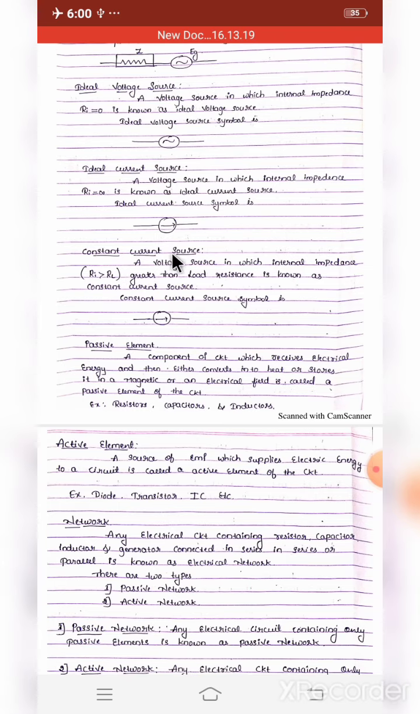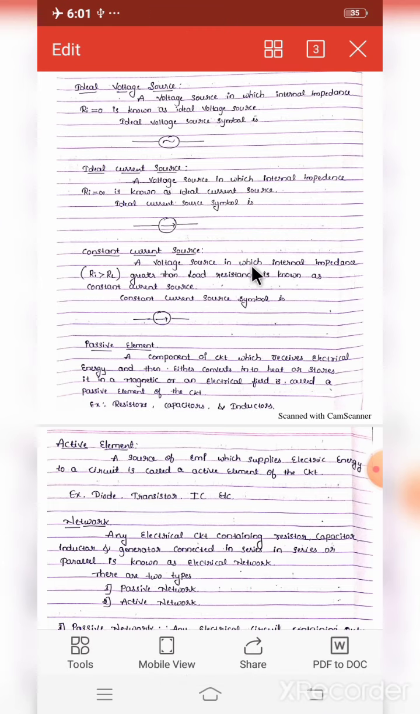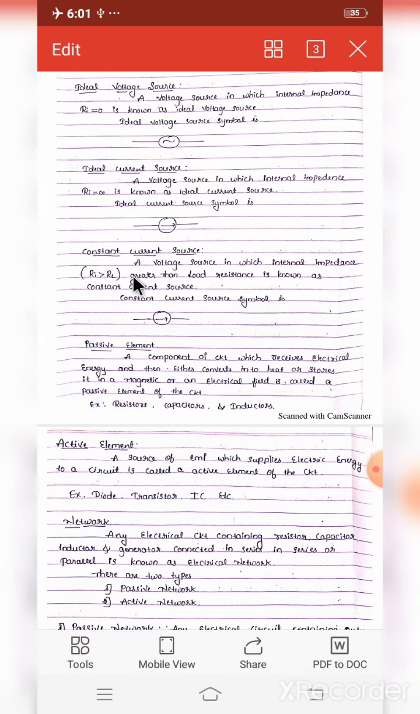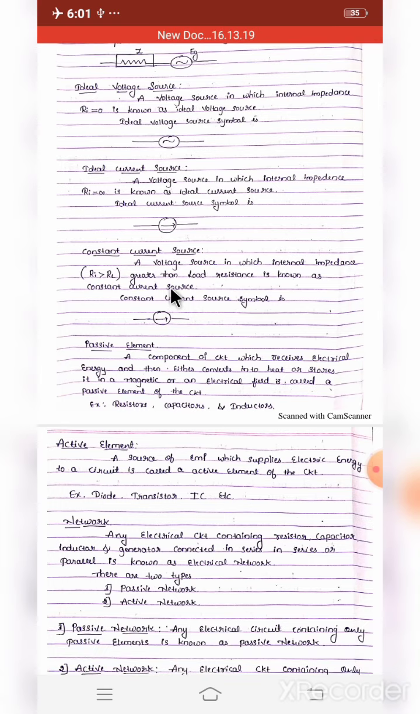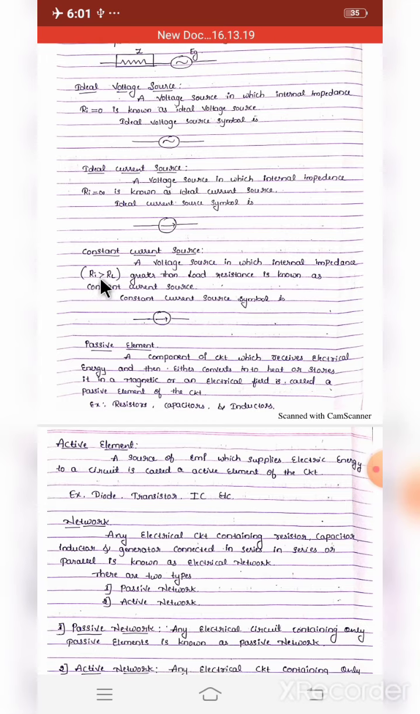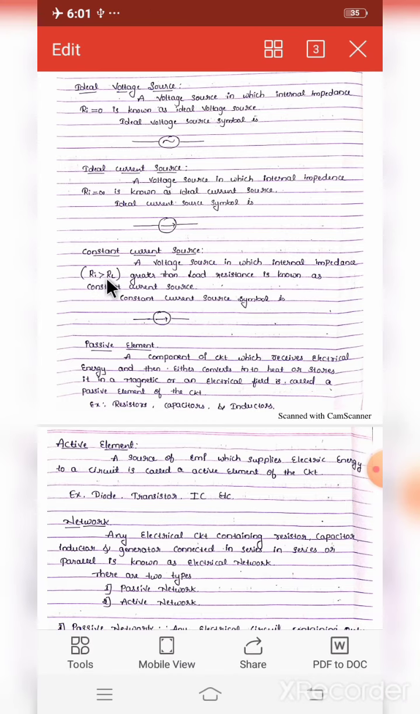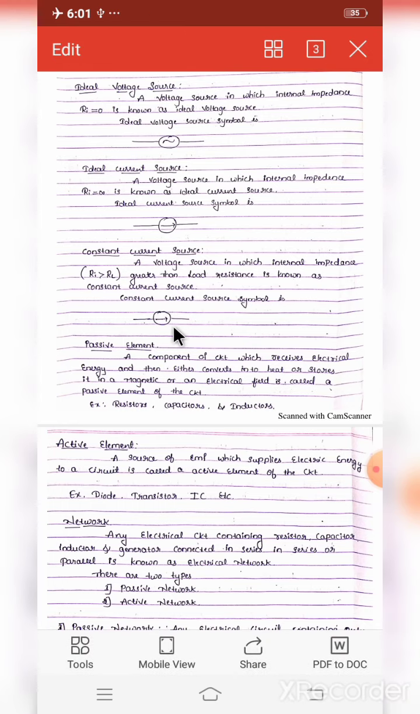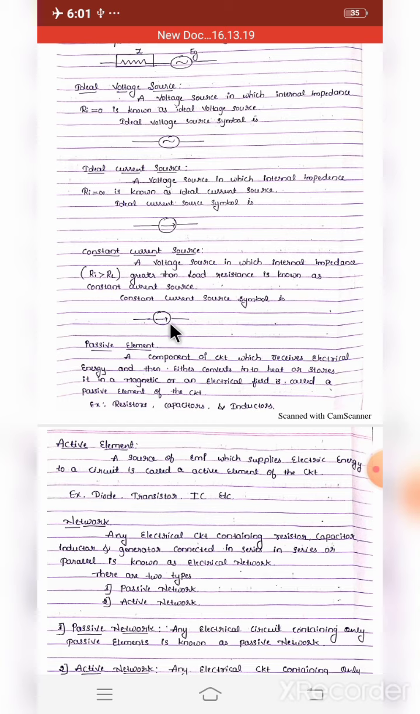Next, the constant current source. What do you mean by the constant current source? A source in which internal impedance Ri is greater than RL, where Ri is the internal resistance and RL is the load resistance. Internal resistance greater than load resistance is known as a constant current source. This is the symbol for the constant current source.